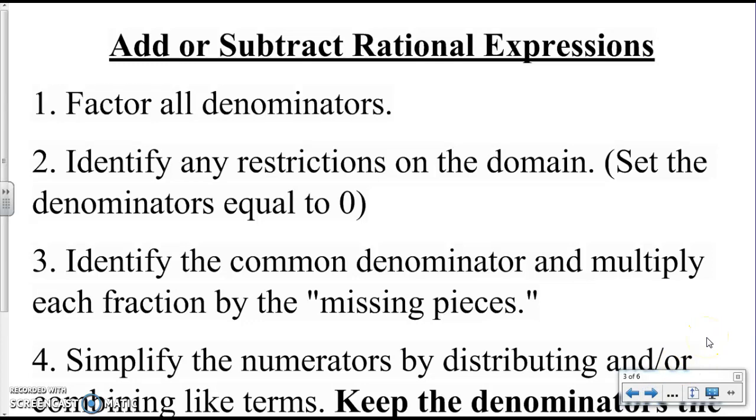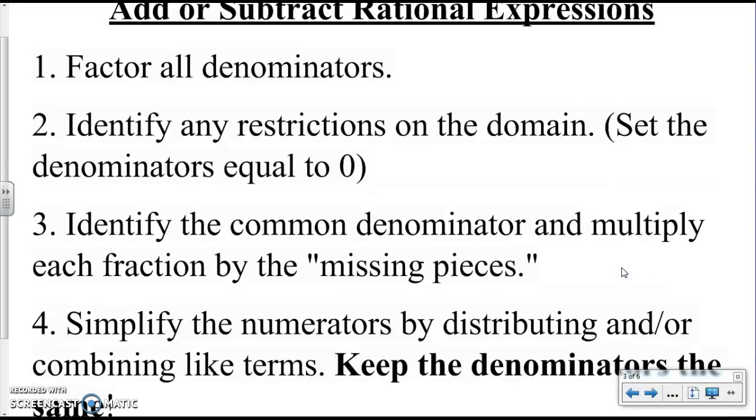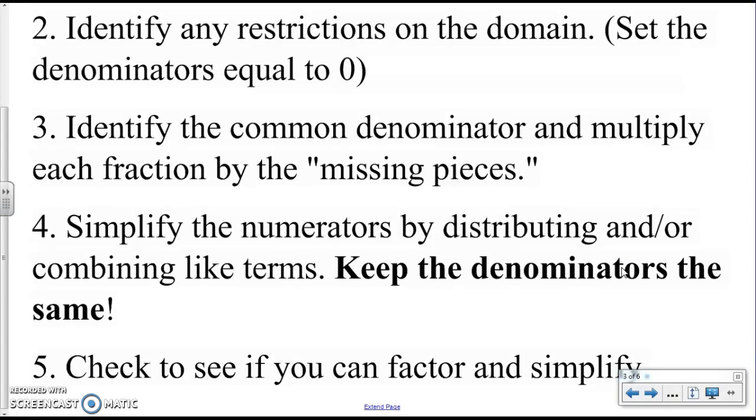If you think back to adding and subtracting fractions, you need to make sure you have common denominators before you can do that. The difference between add, subtract, and the rest of the stuff that we've done so far is that you only factor the denominators to start. You could factor the numerators, but you end up having to undo that eventually anyway, so just save yourself some time. So when you're adding or subtracting, you're going to factor all denominators. You're going to identify the restrictions. You're going to find the common denominator and multiply each fraction by the missing pieces. We'll talk about that in a second. And then you'll simplify the numerators by distributing and or combining like terms. And then the denominators stay the same.